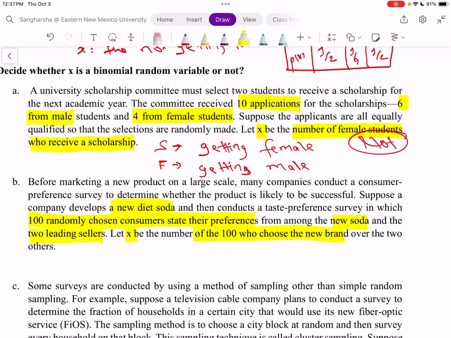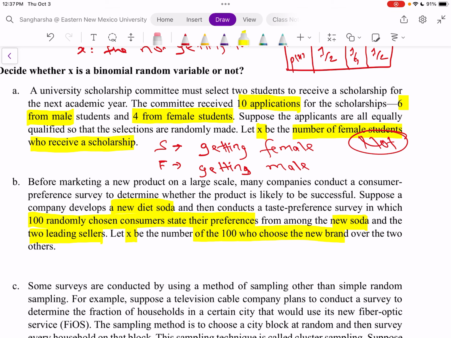100, right? Now, are all those 100 trials similar? Yes. Now, how many outcomes do we get from this experiment? 100. So in one trial, for example, I gave you new soda and Coke and Pepsi. Now, what are the responses? How many responses do I get from you? One.